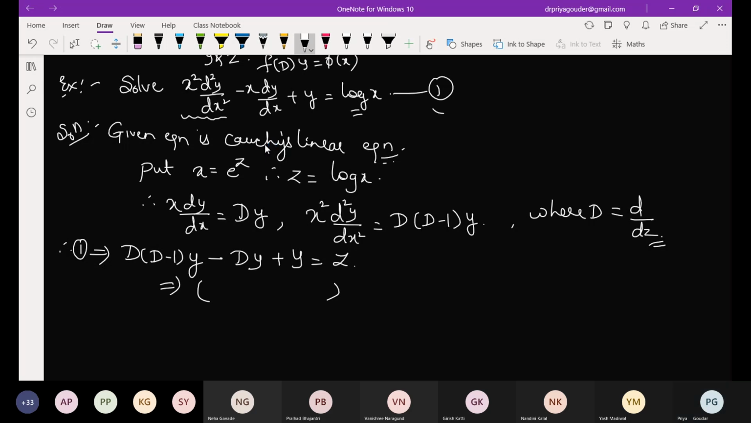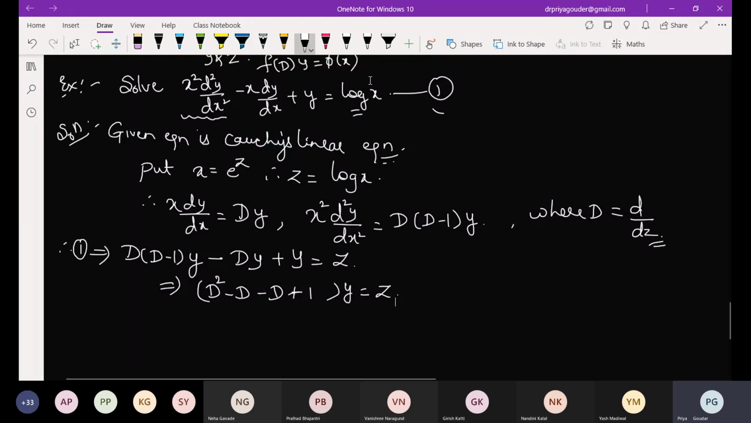Simplify. Now in all the terms, what is common on the LHS? y. Right. So if you take y common, I'll write a little direct step. What is d into d? D square. D into d minus 1 gives d square minus d. Second term, what will we get? If you take y common, minus d. And what about the last term? Plus 1. Is equal to z. Good.